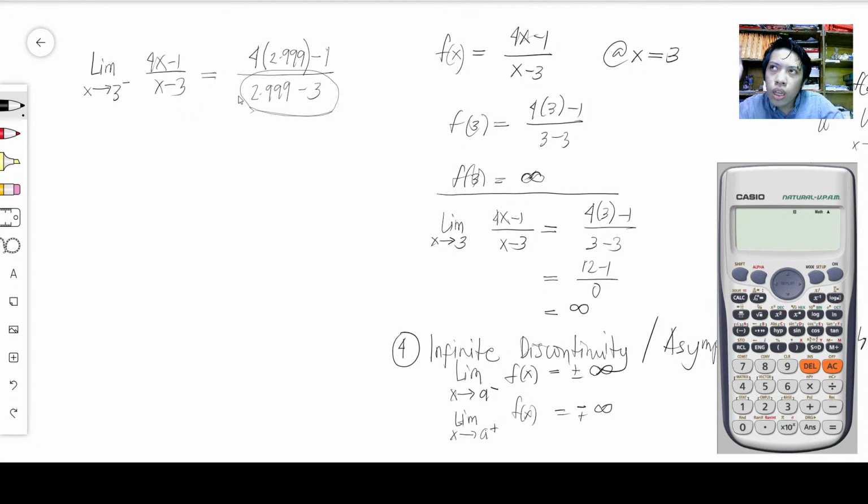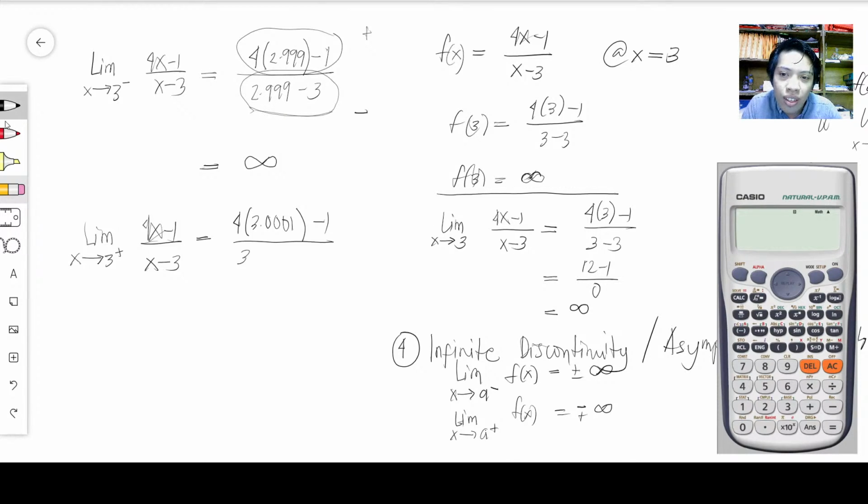If you evaluate this, the denominator will be a very small number, almost equal to 0, and negative. So the result is negative infinity.